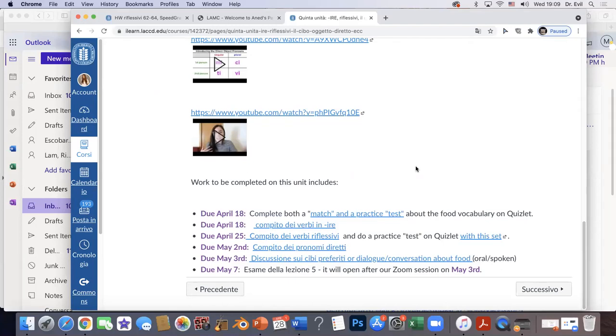And this unit packs a lot of punch. There's a lot of material. There's the main verb conjugation in the present, but also the verbi riflessivi and the pronomi diretti, and vocabolario del cibo. So all these are important dates. This is the 11th week right now. We are already in the home stretch, but we pack a lot of material into the last month or so of instruction before finals. So this is the last main unit in the present tense.